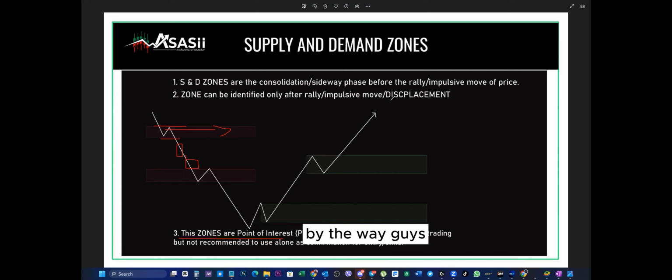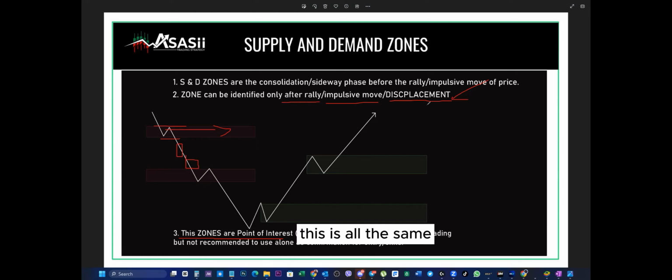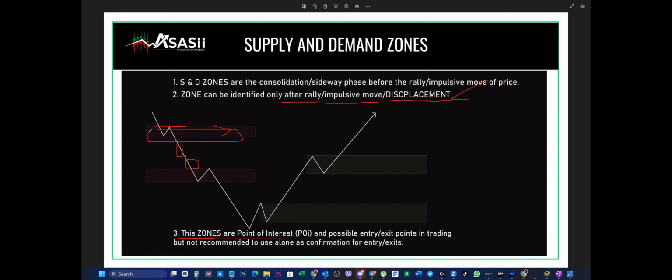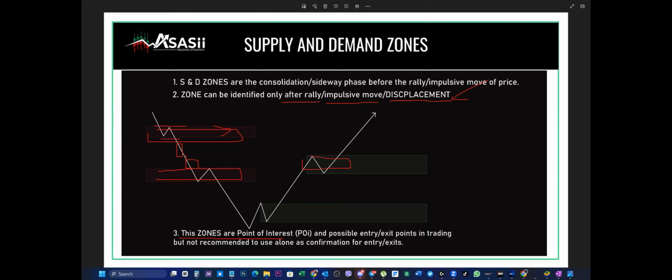By the way, guys, displacement is a term used by ICT or Michael, and some traders use impulsive move or rally. Okay, this is all the same. So in here, we can see that we have a supply and demand zone here, here, and here.